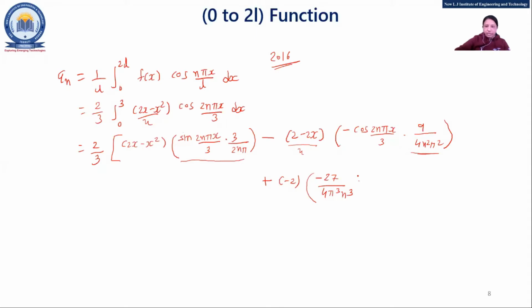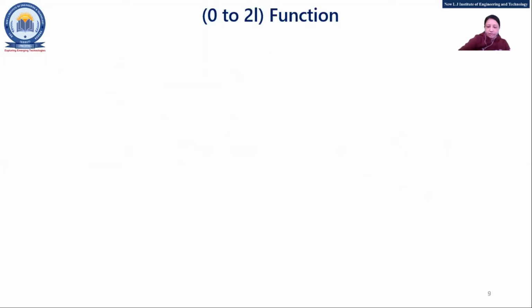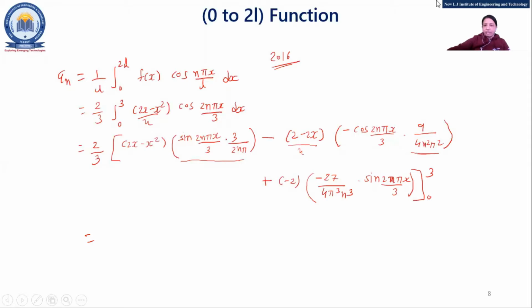Is there any doubt here? And integration of cos, that is nothing but sine 2n pi x upon 3. Now limit is 0 to 3. So this example is very important, right? Is there any doubt in this? Now find out quickly. Just put the concept of limit, and whatever terms are 0, no need to write those terms.